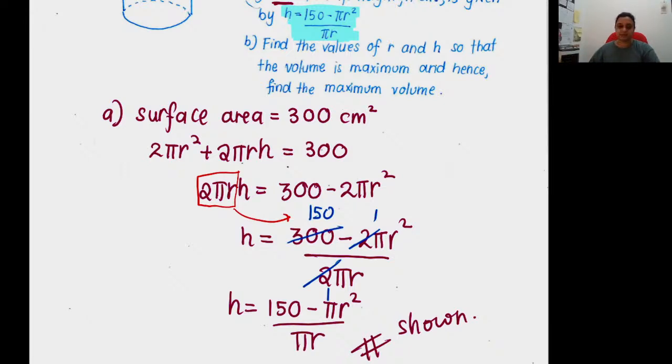Okay, next one. B. Find the values of r and h so that the volume is maximum, and hence find the maximum value. So we got 3 things here. We need to find the value of r, we need to find the value of h, and we need to find the maximum volume. Alright, let's get started.